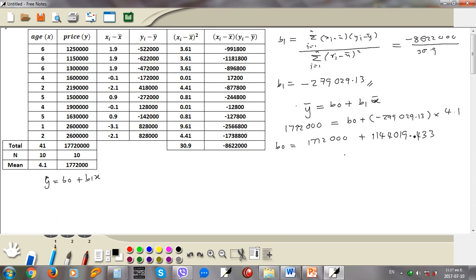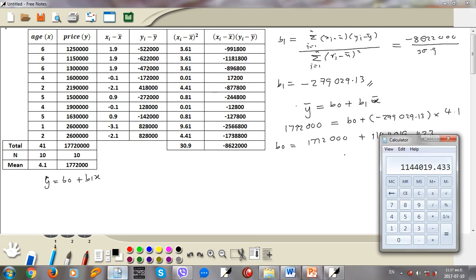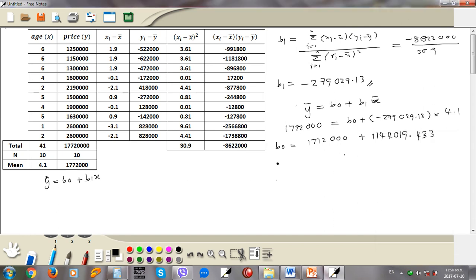Plus this amount, it comes as this, right? Beta naught equals, so then we can add these two and take this as 2,916,019.42. This is the value, right?